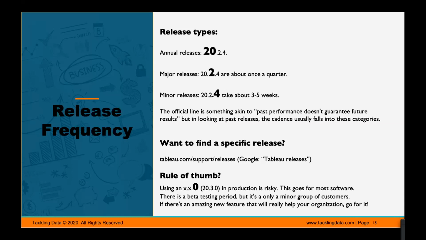So rule of thumb at the bottom, using a .x.0 in production is risky. This goes for most software.